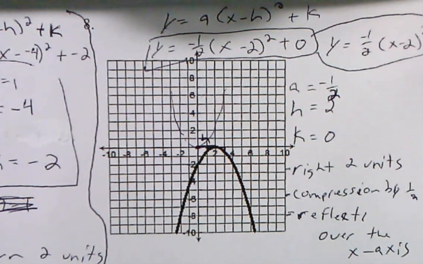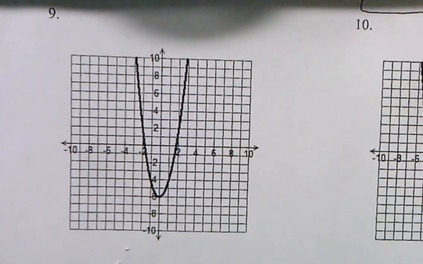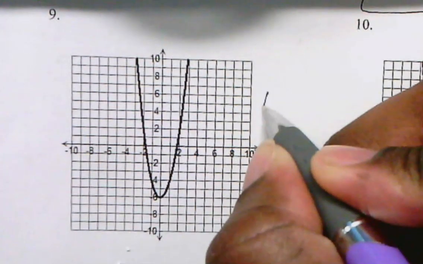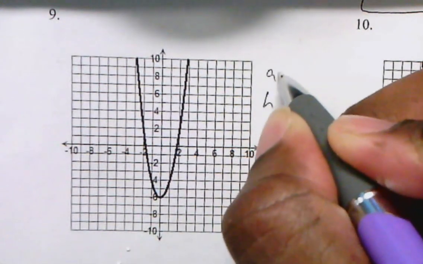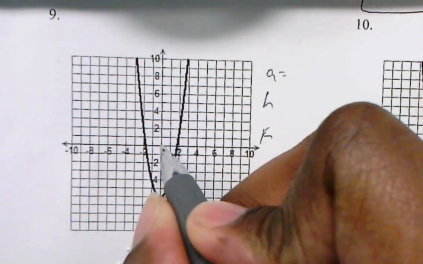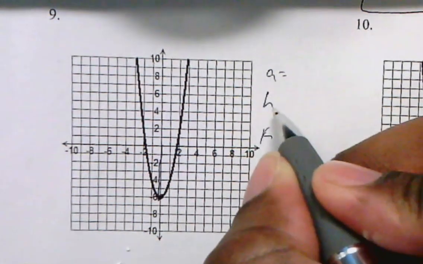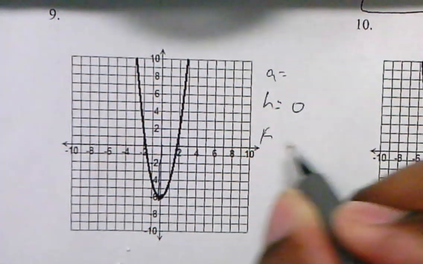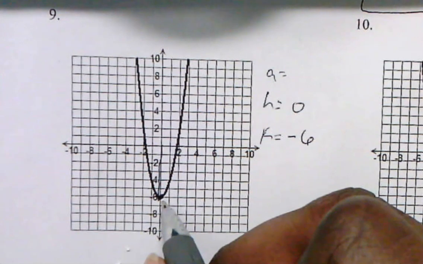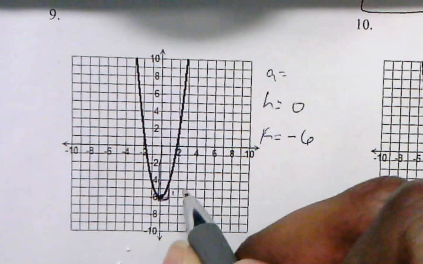All right, let's try a new one. Looking at this one, if I want to describe the transformation, the original graph would be here, so I need to find h and k. Again, how you find that is, you start at the origin and you go over and touch the graph's vertex. So I don't go left or right, but I do go down. I went down 6. So I didn't go left or right, so h is 0. I went down 6, so k is negative 6. My a value is, if I start at my vertex and go over 1, then touch the graph, I went up 1. So that means a is 1.